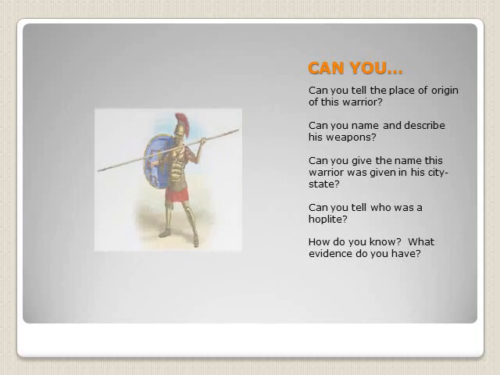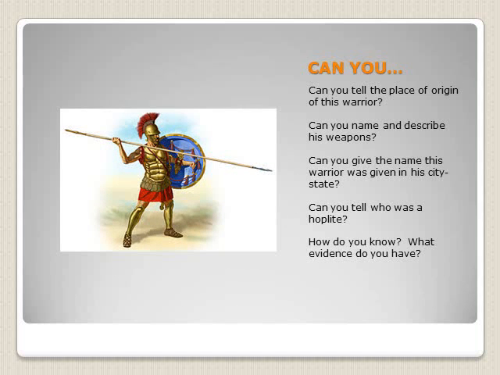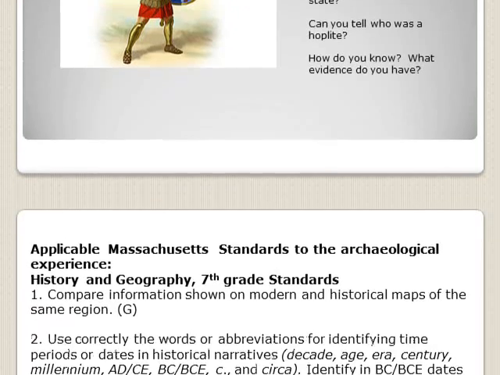How much can you tell? Can you tell the place of origin of this warrior? Can you name and describe his weapons? Can you give the name this warrior was given in his city-state? Can you tell who was a hoplite? How do you know? What evidence do you have?